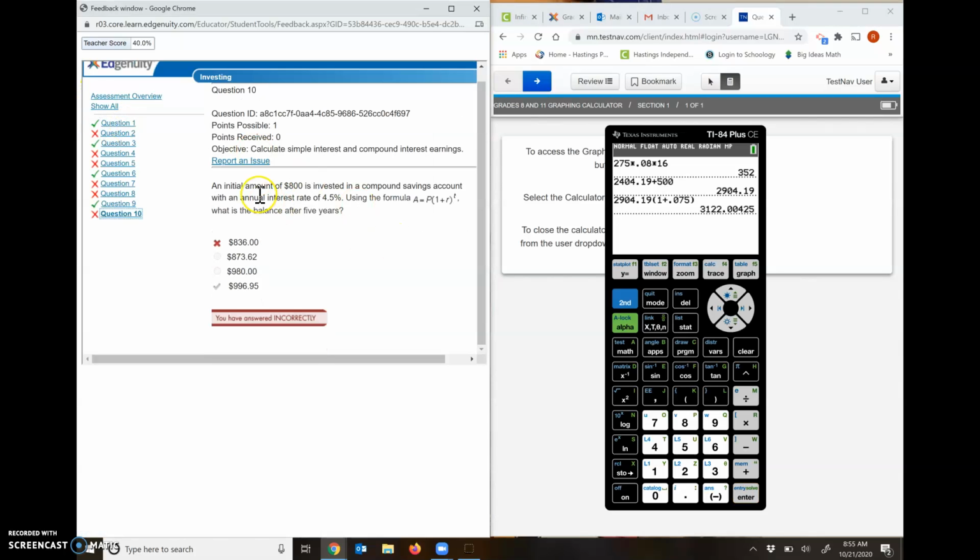Here, an initial amount of $800 is invested in a compound savings account with an annual interest of 4.5%. Using the formula, what is the balance after 5 years? So we have our $800 to start. Then we have 1 plus the rate, which was 4.5%, so 0.045. And this time they told us it was for 5 years. So I need to do the exponent with a 5.